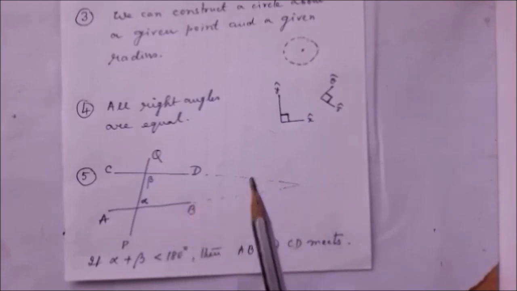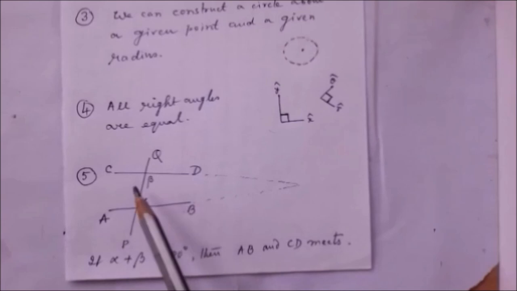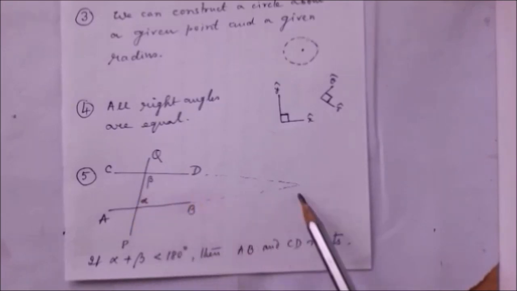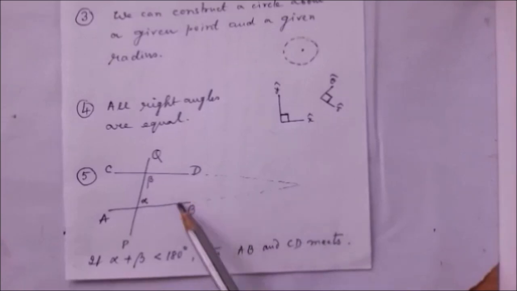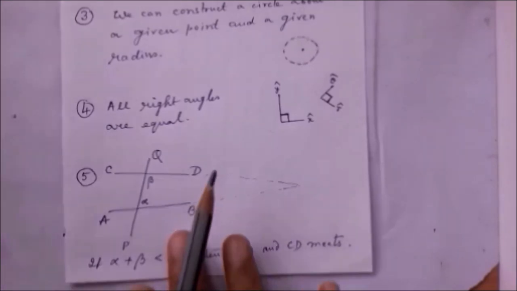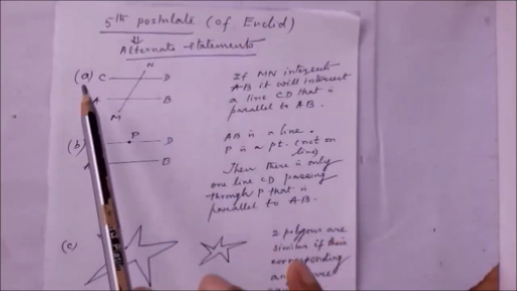Not in Euclid's language, but in simple language, this postulate says that if there were 2 lines, AB and CD, such that alpha plus beta is less than 180 degrees, then these lines AB and CD will meet, that is, will be non-parallel. For a student of physics, these are easy things, obvious things. Let us state some alternate forms of this postulate. So these are the alternate statements of the fifth postulate of Euclid.